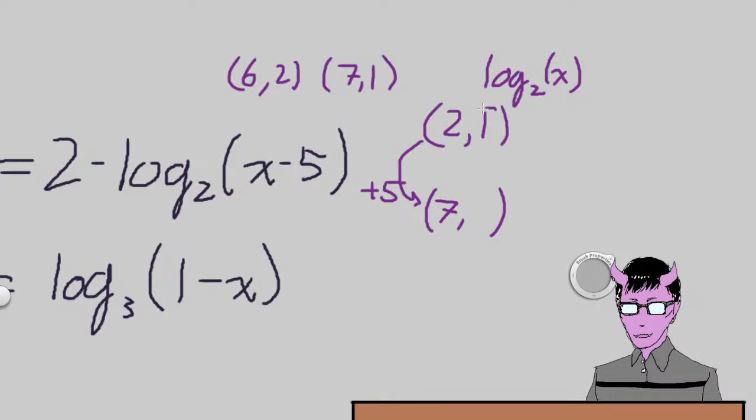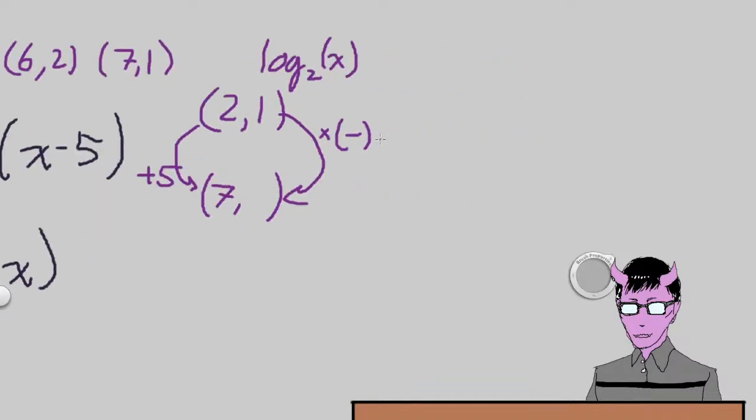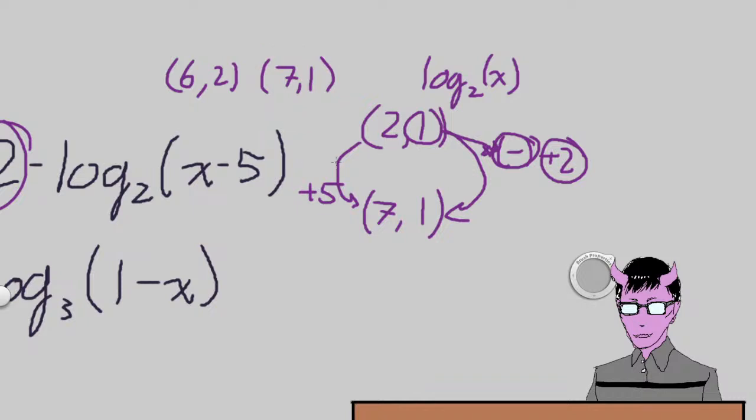And then this one, to get to the correct y value for the anchor point, what happens? Well, first we get a negative, because this negative here is one transformation. So all the y values become negative. So negative. And then we have a plus 2 right there. So it'll be plus 2. So first we change it to a negative, and then we plus 2 it. So negative of 1 is negative 1. Negative 1 plus 2 is positive 1. So there it is.